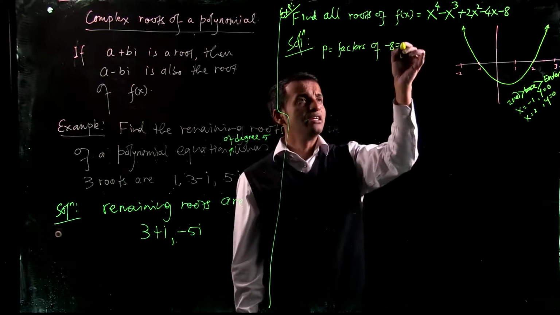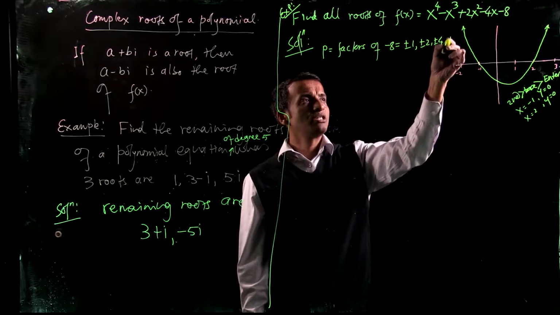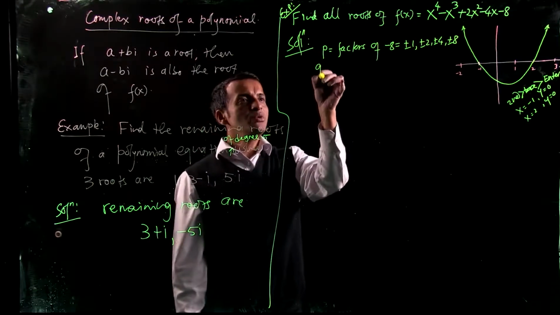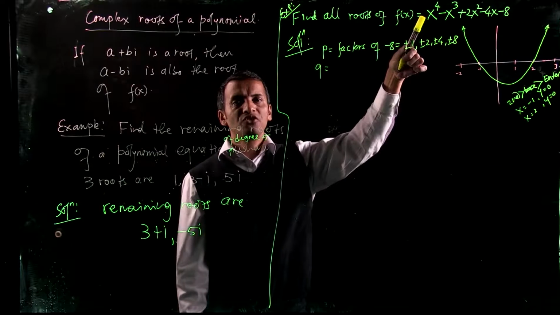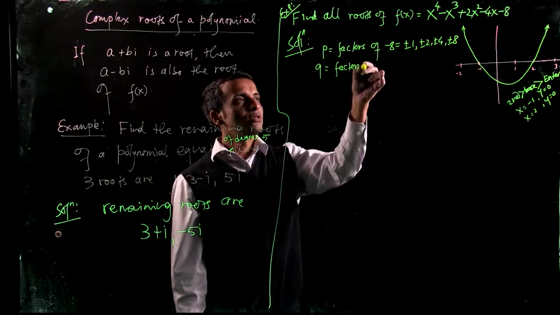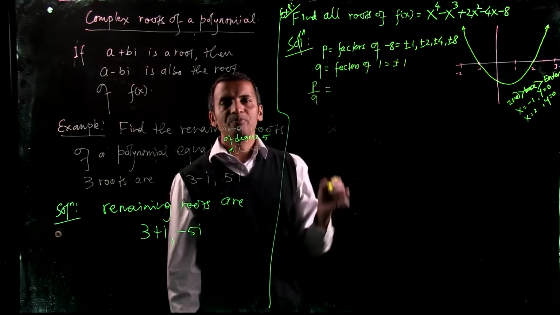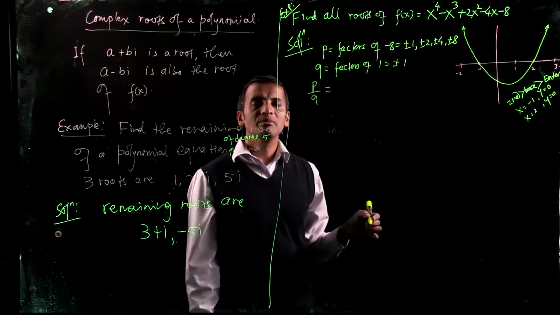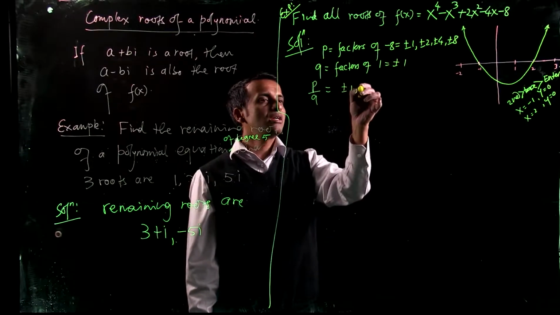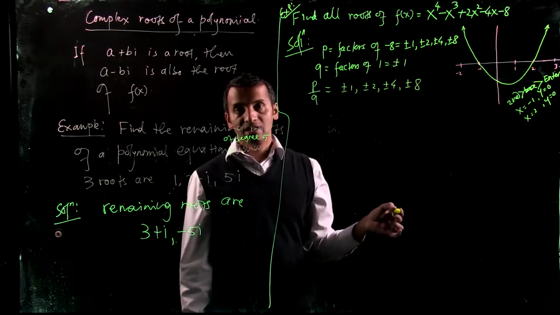So what are the factors of negative 8? Plus minus 1, plus minus 2, plus minus 4, and plus minus 8. Now Q is the factors of the leading coefficient, that is 1 here, so plus minus 1. So what is P over Q? That is the ratio of P and Q. This will give you the potential roots: plus minus 1, plus minus 2, plus minus 4, and plus minus 8.